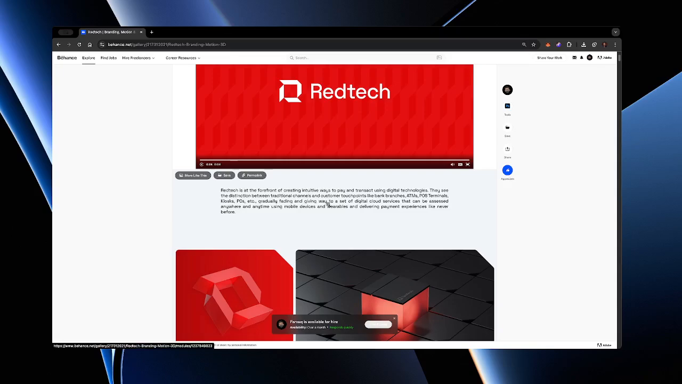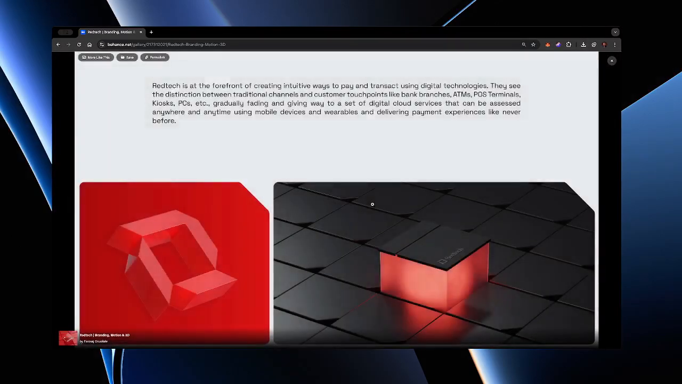So Redtech is at the forefront of creating intuitive ways to pay and transact using digital technologies. They see the distinction between the traditional channels and the customer touch points, like bank branches, ATMs, etc., the fact that they are gradually fading away. And Redtech is yet to bridge that gap and make it much easier and intuitive for the target audience.